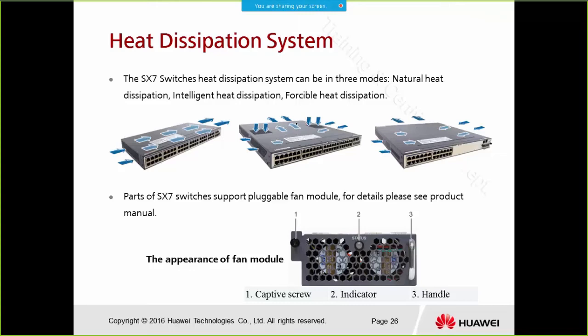For heat dissipation, the system can work in 3 modes: natural heat dissipation, which means there's no fan, intelligent heat dissipation, and forcible heat dissipation. Intelligent heat dissipation means it can adjust the fan speed based on the temperature. And these are the fan modules. Most switches support pluggable fan modules.